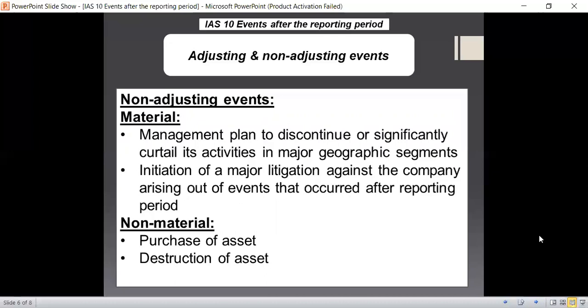The non-adjusting, non-material events can be purchase of an asset. If we have purchased any kind of asset and the amount is not a material one, it will be a non-adjusting event.